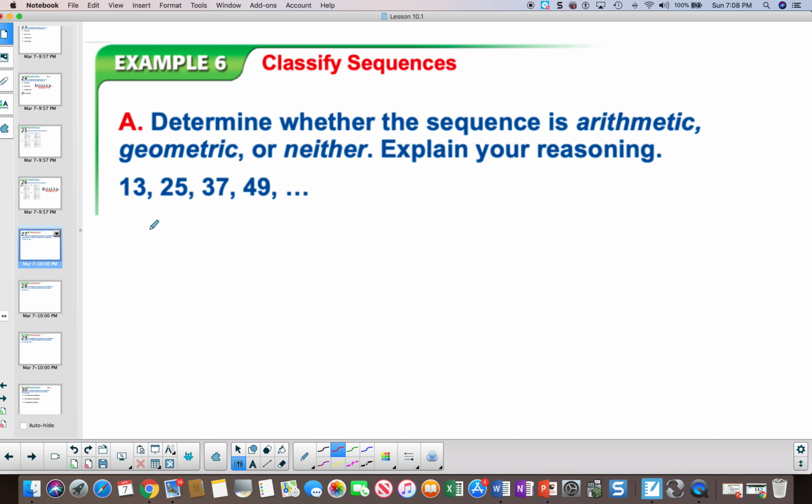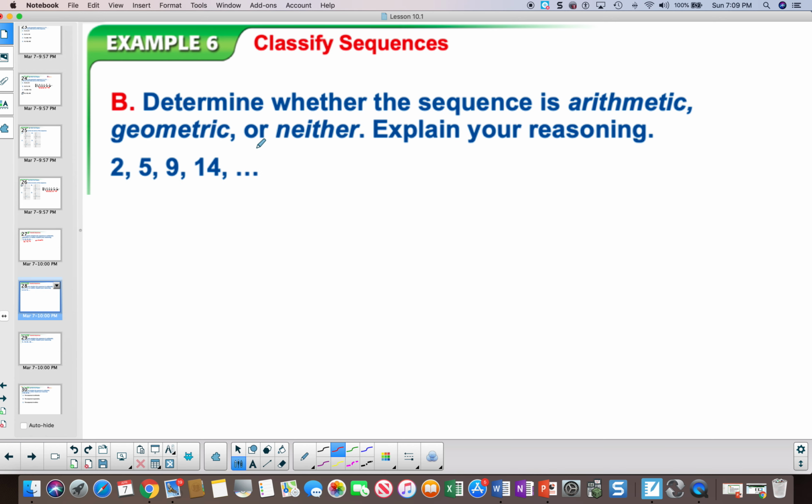So the first thing I'm going to do is try to figure out what it takes to go from here to here. And it's going to take adding a 12. And to go from here to here, it's going to take adding a 12. And from here to here, it looks like it's adding 12. When I'm adding a common difference, the answer is arithmetic. And my reasoning is because it has a common difference of 12.